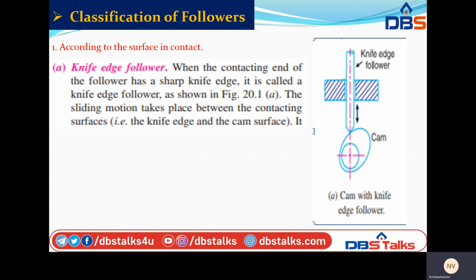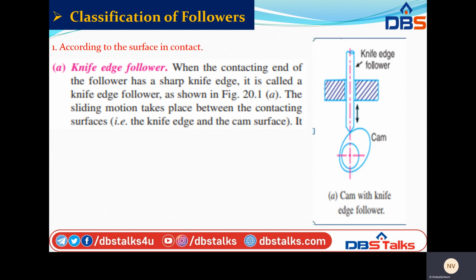If you see this diagram, there is a bar that is called a follower, and there is a round shape that is called a cam. This cam is rotating and the knife edge follower is reciprocating. The symbols are representing that. If you see this, the sliding motion takes place between the contacting surfaces.